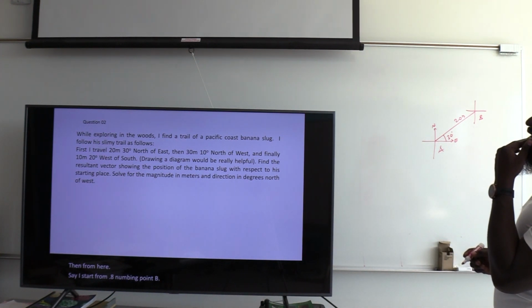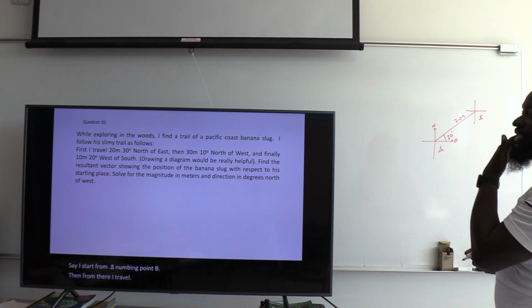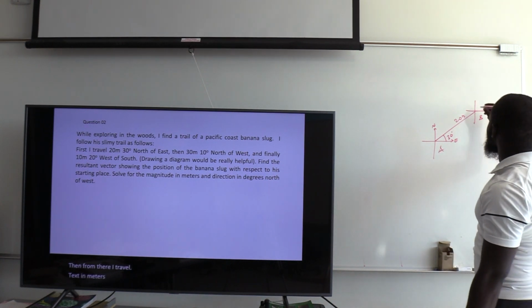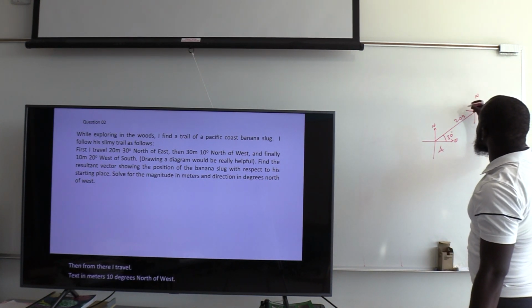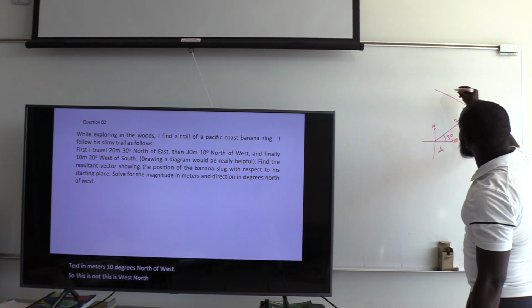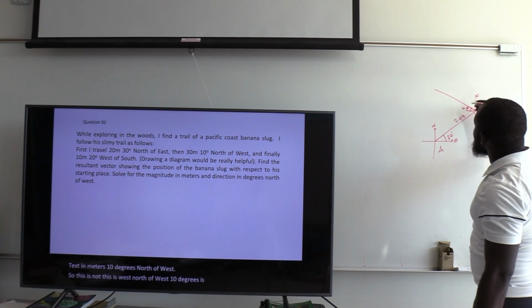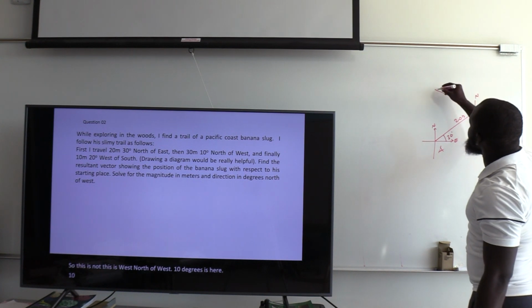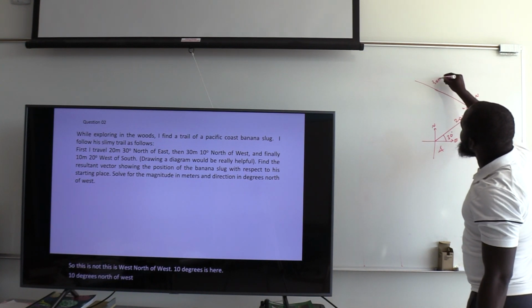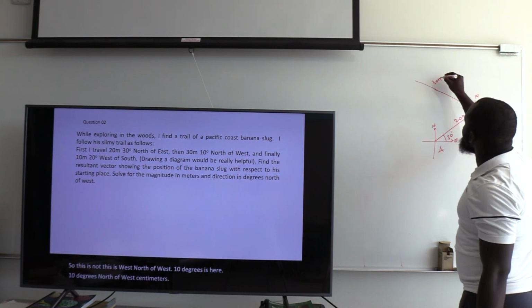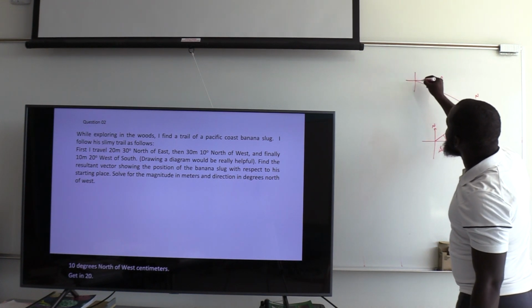Then from there, I travel 30 meters, 10 degrees north of west. So this is north, this is west. North of west, 10 degrees is here. 10 degrees north of west, 30 meters. That's longer than 20. Then I'm here.